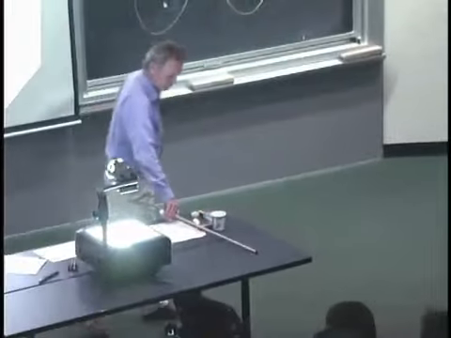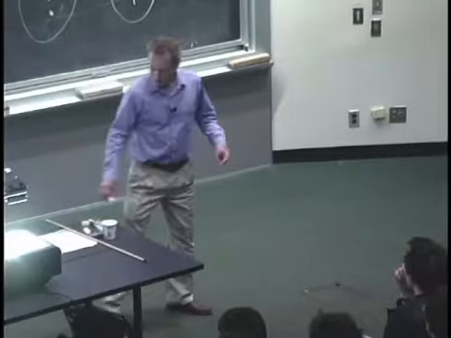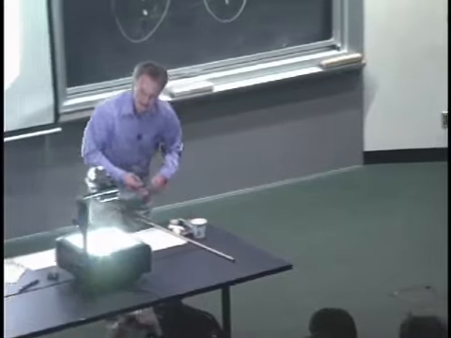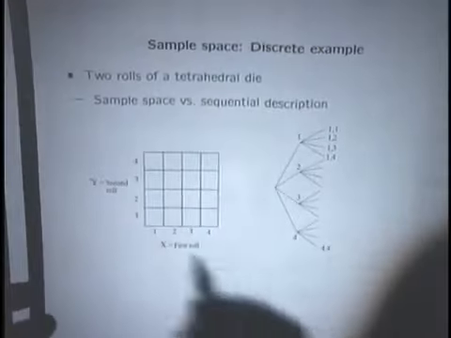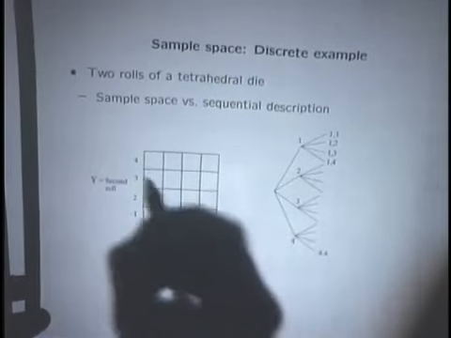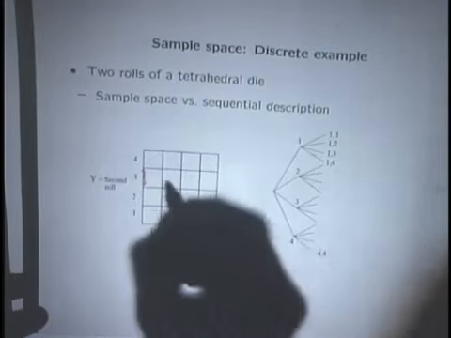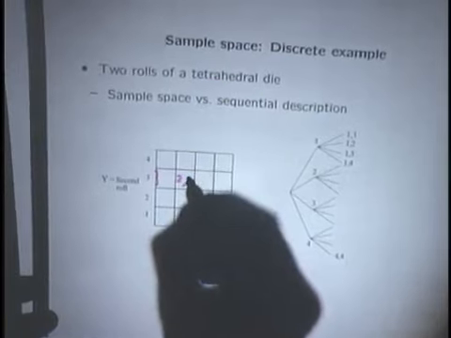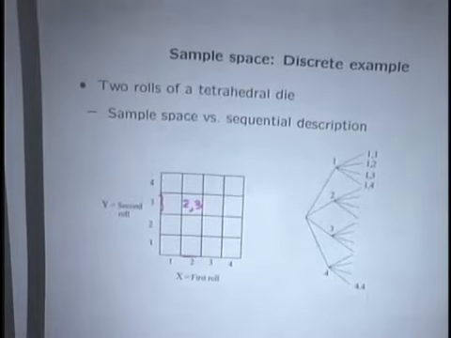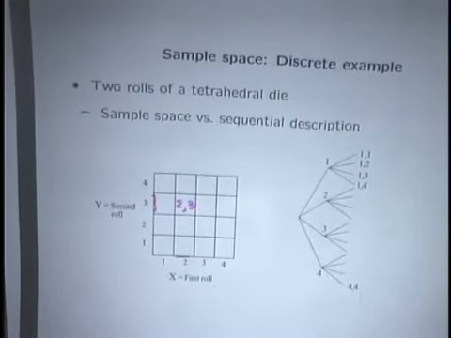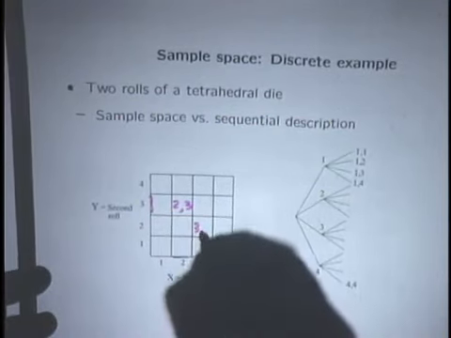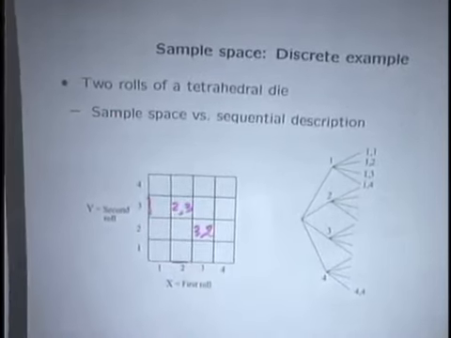Well, the sample space consists of the possible outcomes. One possible outcome is that your first roll resulted in 2, and the second roll resulted in 3, in which case the outcome that you get is this one, a 2 followed by 3. This is one possible outcome. The way I'm describing things, this outcome is to be distinguished from this outcome here, where a 3 is followed by 2.